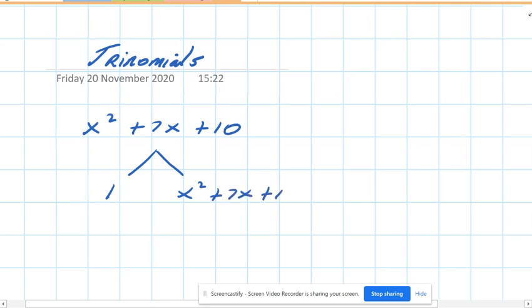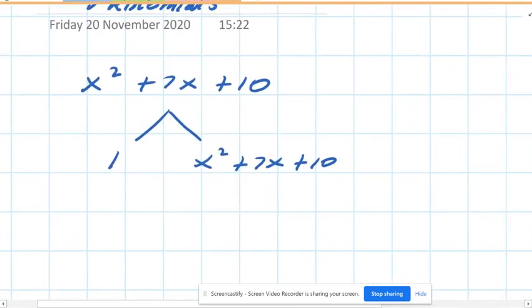Now, take this example, x squared plus 7x plus 10. There are three terms. Can we get factors of that? Well, obviously, there's one by itself. That's what we might call a trivial case. We're not really interested in that one because it's an obvious one anyway. What we are interested in is other factors that appear here.